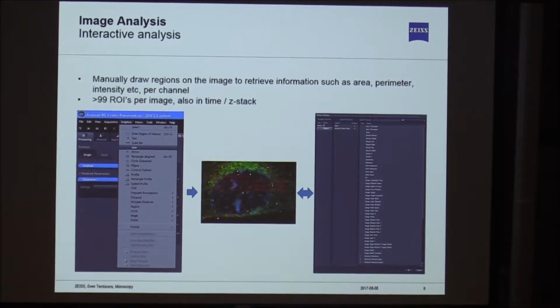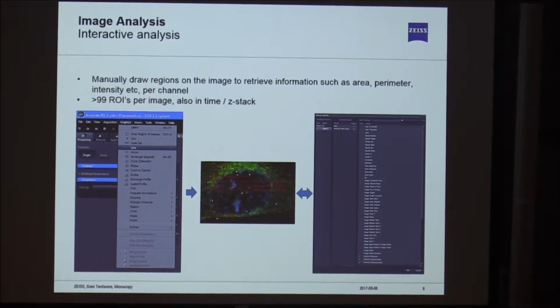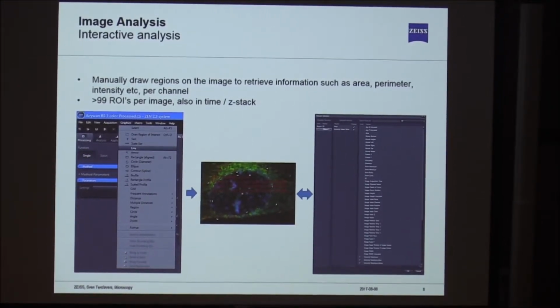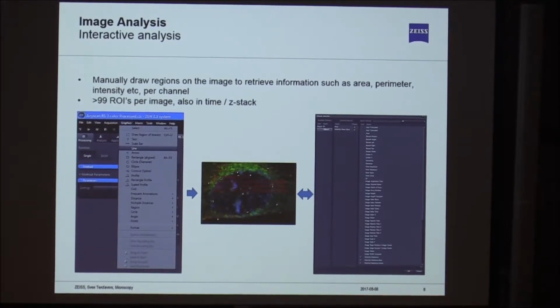You can draw more than 99 regions of interest per image. You can also do this on time lapses, and the software will provide you a data table per time point for that region of interest, or in Z-steps.